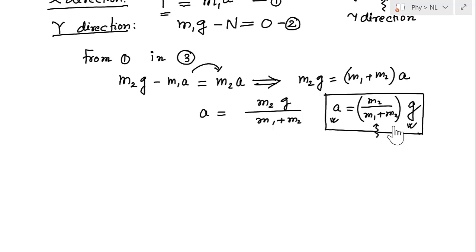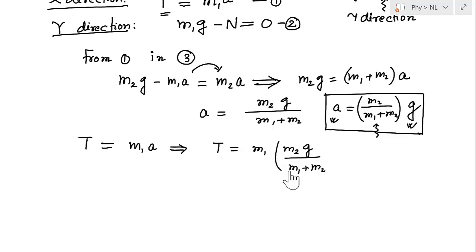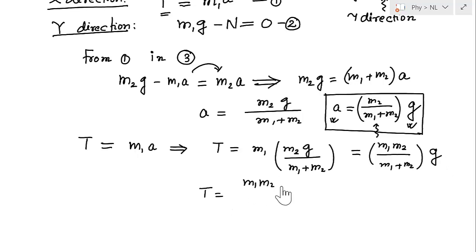Once I know the acceleration, we can also calculate the tension in the string, and tension is nothing but m1a as I showed earlier. So from here I can write T equals m1, and the acceleration we just calculated, that is m2g divided by m1 plus m2. So this becomes m1 m2 divided by m1 plus m2, multiplied by g. So tension is nothing but m1 m2 divided by m1 plus m2, multiplied by g.